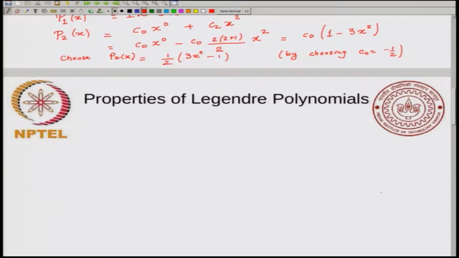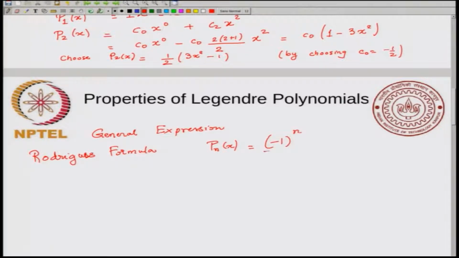So, the general expression is called the Rodrigues formula. Your Pn of x is chosen as minus 1 to the power n divided by 2 raised to n into n factorial, and this is d^n by dx^n of 1 minus x square raised to n. So, the last factor, the nth derivative with respect to x of 1 minus x square raised to n, will give you the polynomial. Then you multiply this by this constant.